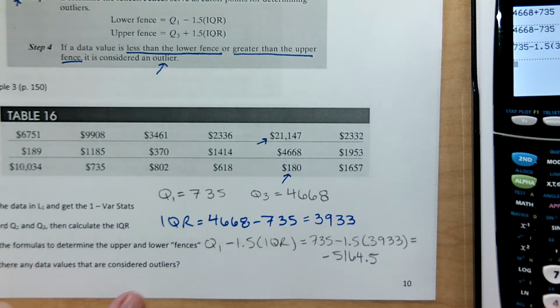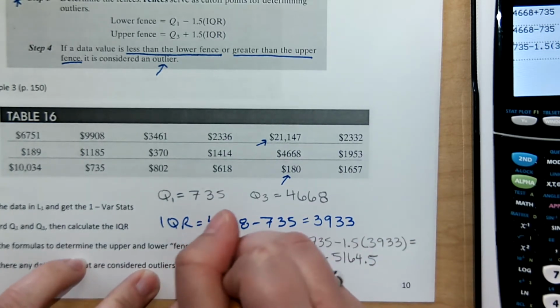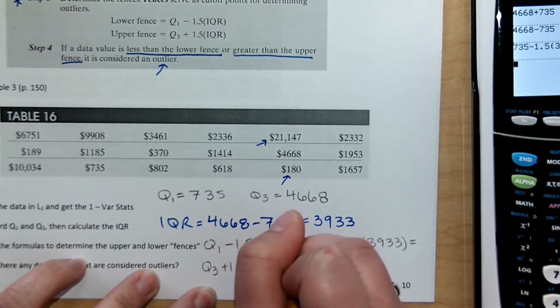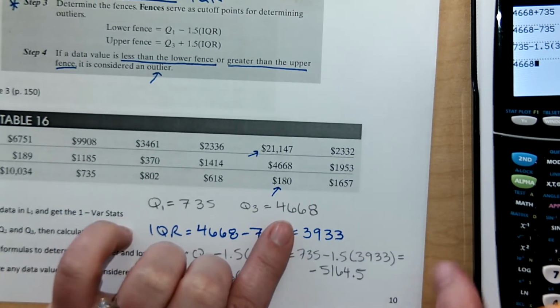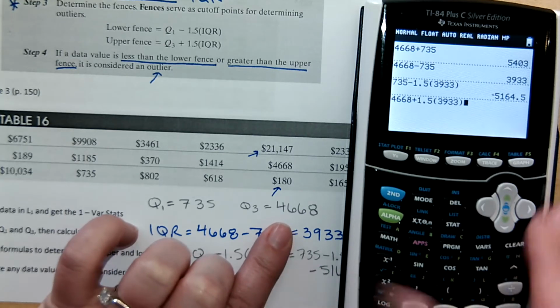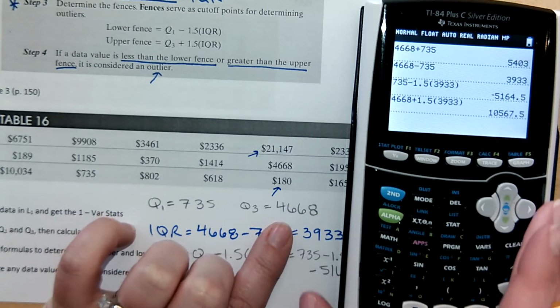And again, we're going to put all of this on a number line soon, so it should help it make even more sense. Now we're going to do the same thing with Q3. So we're going to do Q3 plus 1.5 times the IQR. So Q3 was 4668 plus 1.5 times that same number. We get 10,567.5.